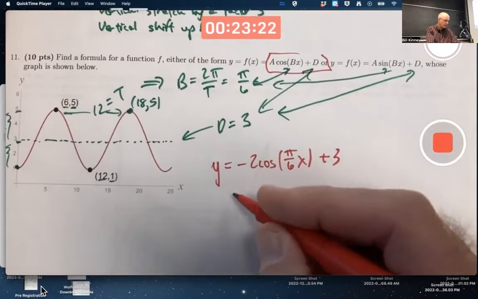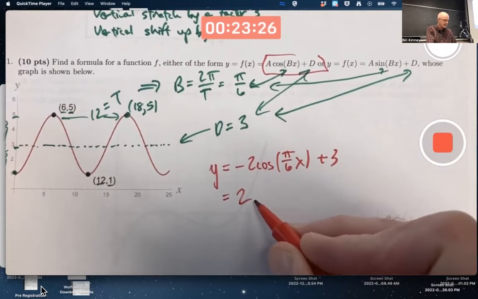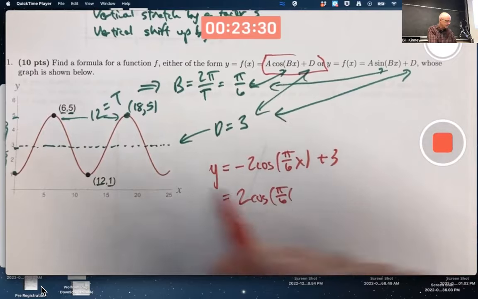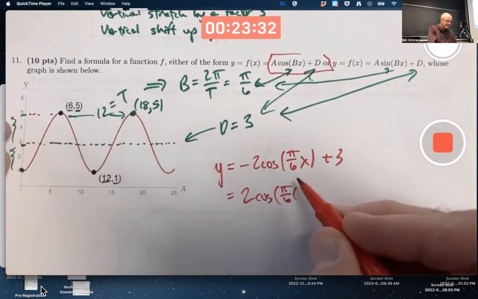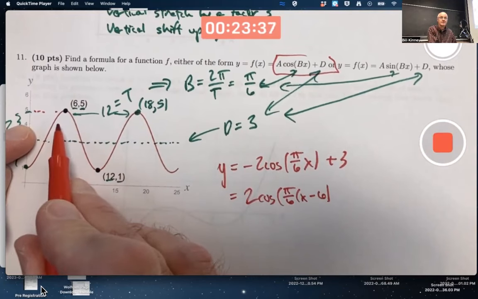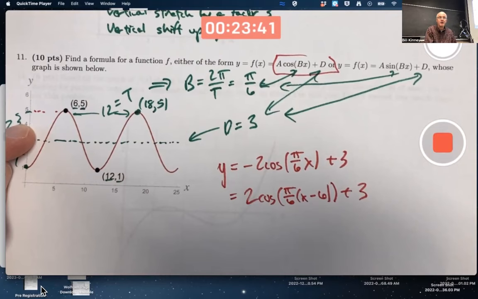One example of an equivalent form, if you prefer using the positive 2 for A, but still cosine, is to replace x with x minus 6, so to involve a horizontal translation. Then plus 3, and there were a few people who did it that way, and I gave you full credit.